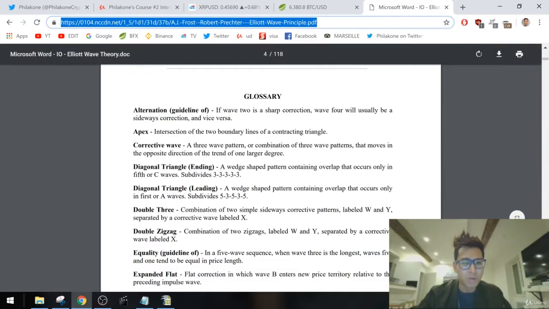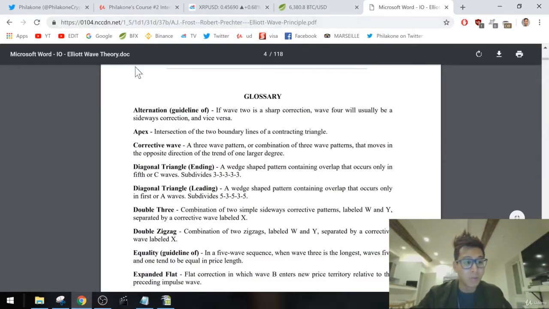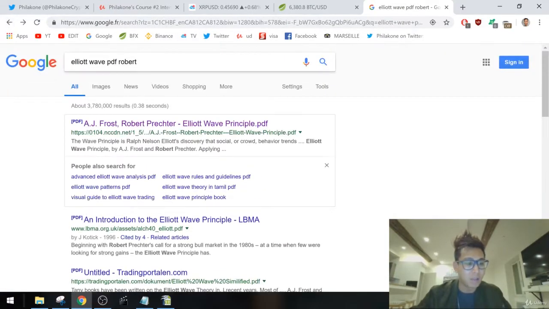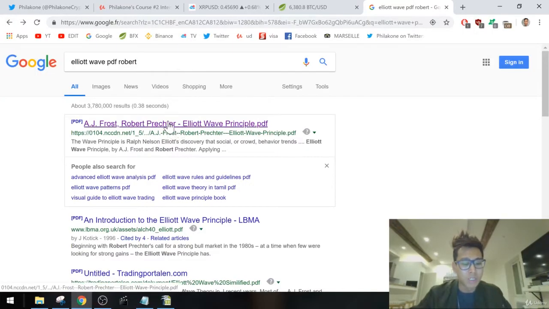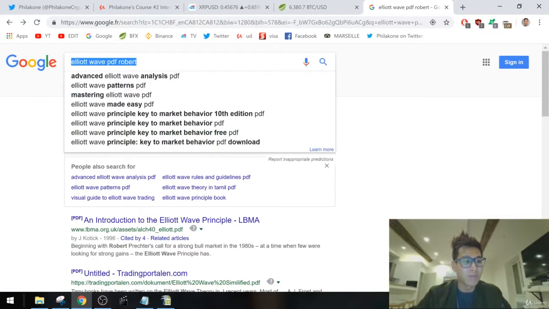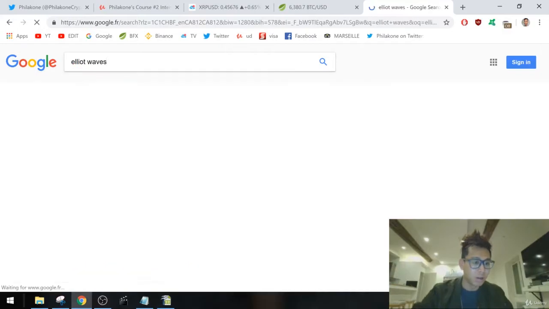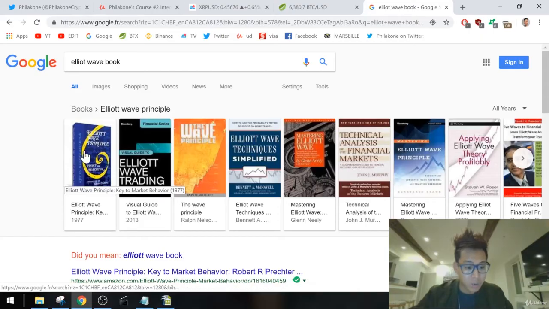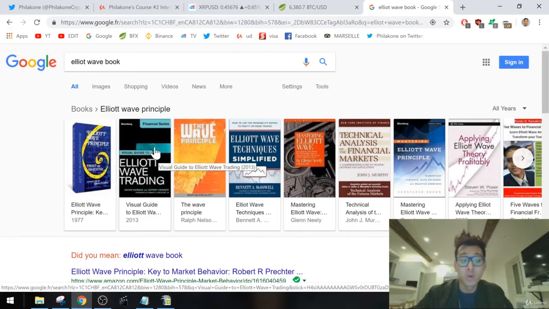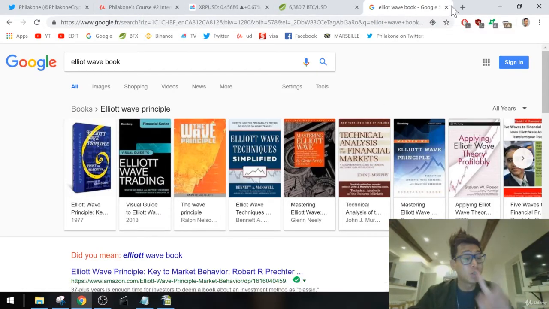Once again, these two books are the books that I highly recommend. This Elliott Wave Theory book right here, you guys can just type in Elliott Wave PDF Robert, and the first link comes up here. It's free to download. It's a PDF, but it's the condensed version. I highly recommend getting these two books right here. The two best books, in my opinion, that I've read are this one right here, Elliott Wave Principle, Key to Market Behavior, by Frost and Prechter, and also the Elliott Wave Trading Visual Guide. This one's a fairly newer one from 2013. I read it about 2 years ago. Very interesting book that I highly recommend that you guys pick up.